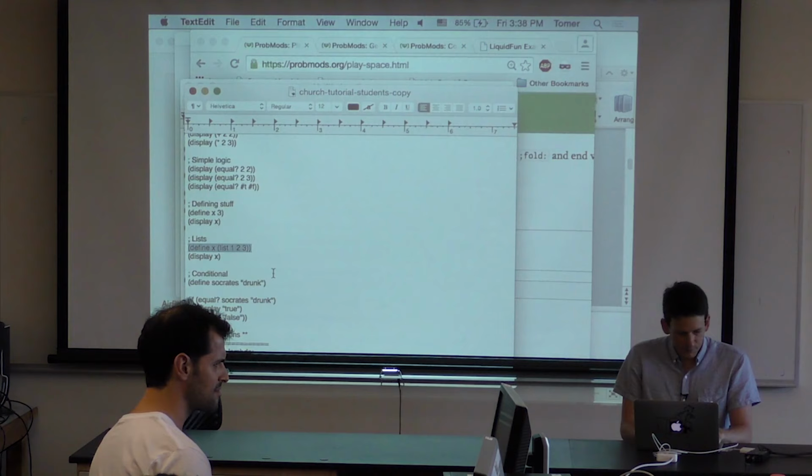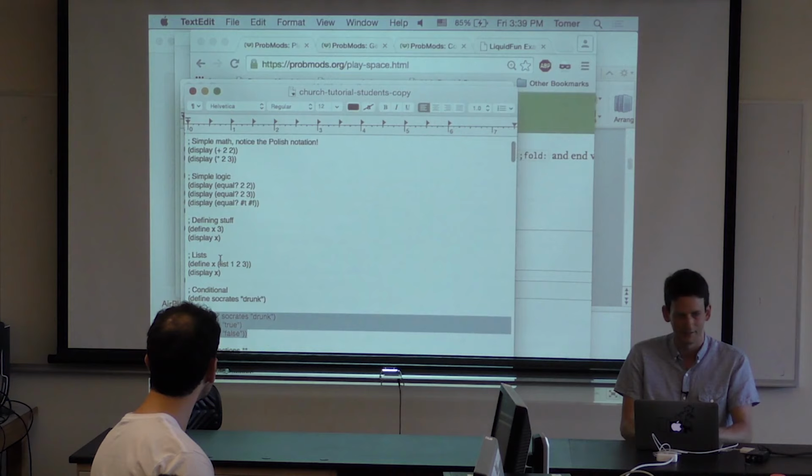Again, we're starting out very, very slow, but we'll hopefully get soon to more things like Gaussian processes. Some simple things like if-then statements. I'm just copying and pasting off of this document that you should all have, so that's why I'm sort of running through it.